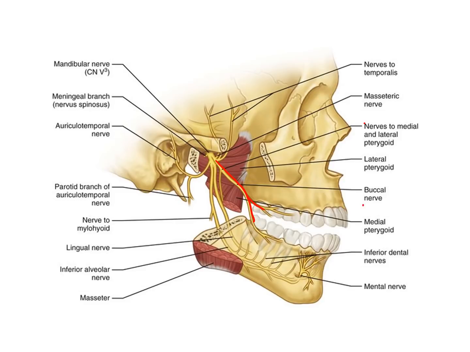This buccal nerve, however, is purely sensory, and it will only pierce the buccinator muscle in order to carry sensory information from the oral mucosa along the inside of the cheek. It will also carry sensory information from the skin overlying the cheek.